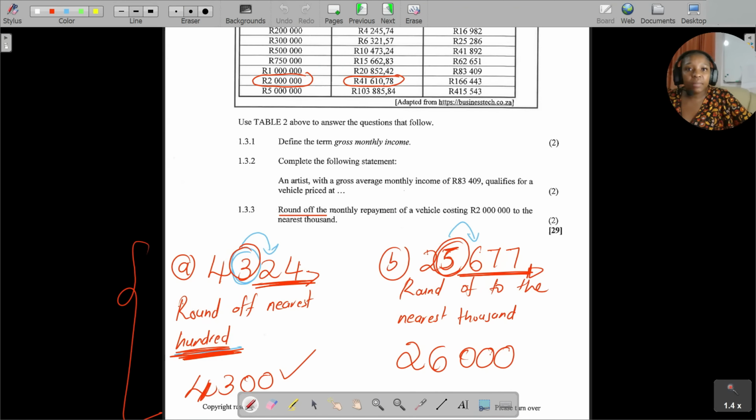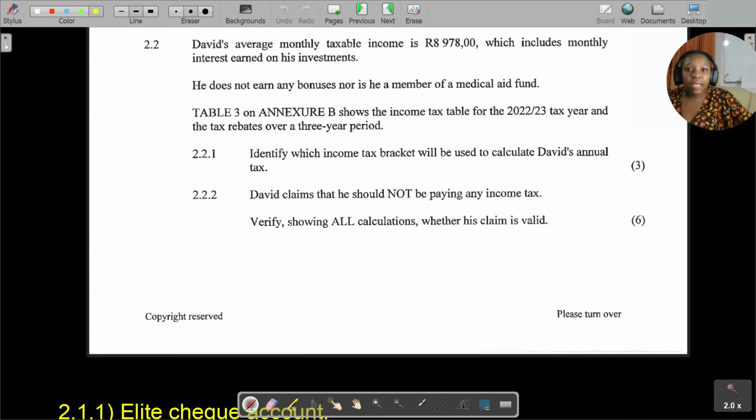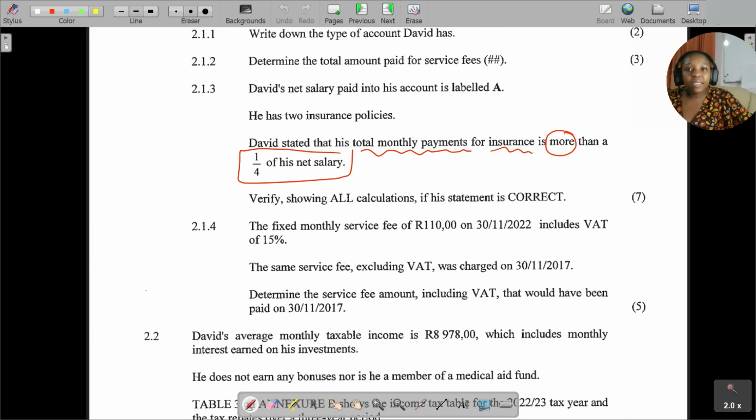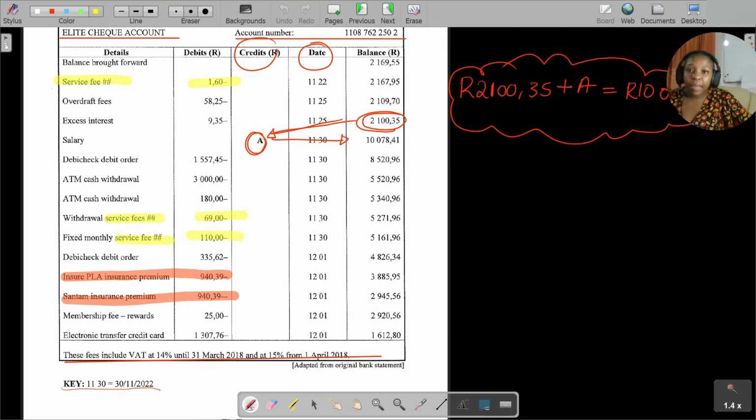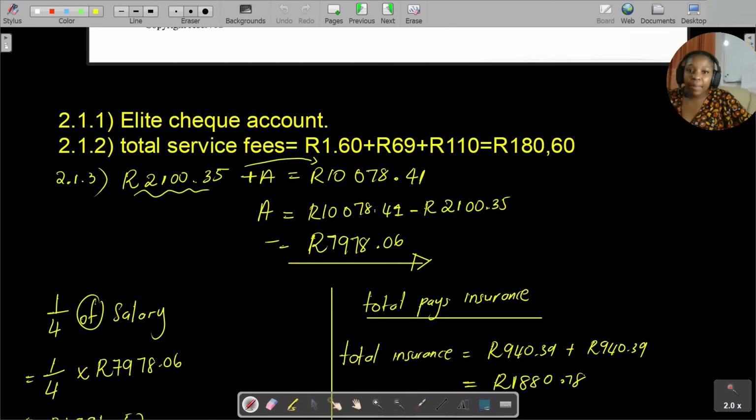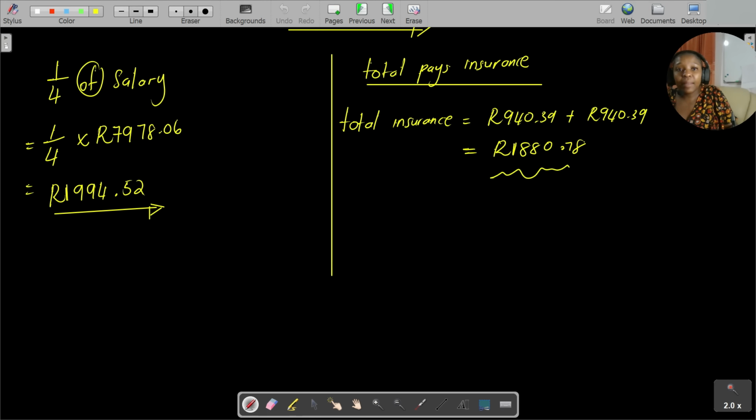We can look at the statement that he was making. What did he claim? He claims that his total monthly payments for insurance is more. Is it more than a quarter of his salary? No, it's not.